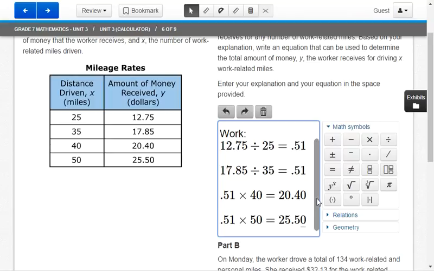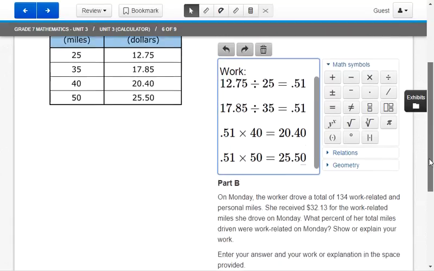To check it more, we took 0.51 and multiplied it by 40 from here and got 20.40, or the answer here. And then 0.51 times 50 from here to get an answer of 25.50.